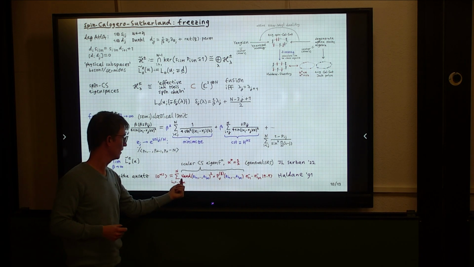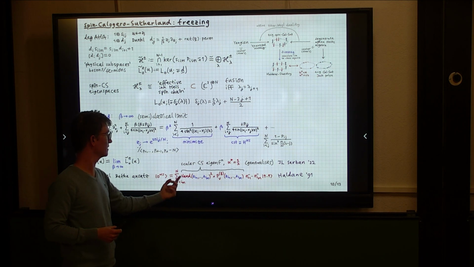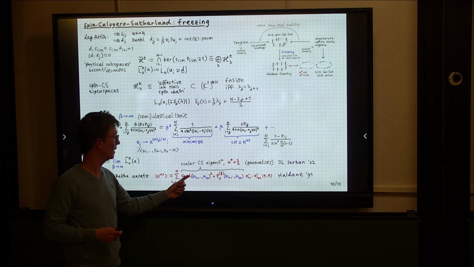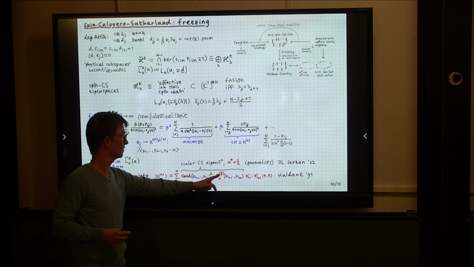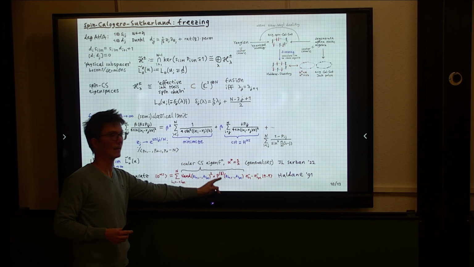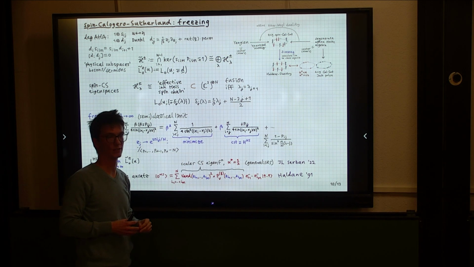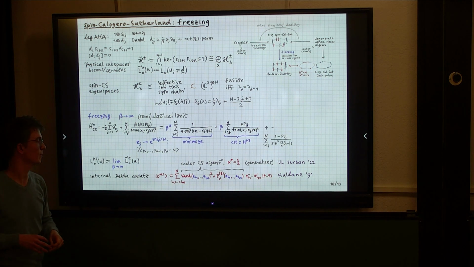Here's a vector with m down spins, and the wave function is given by a Vandermonde polynomial squared times a very specific Jack polynomial at this value alpha star equal to a half. So it's called a zonal spherical symmetric function.